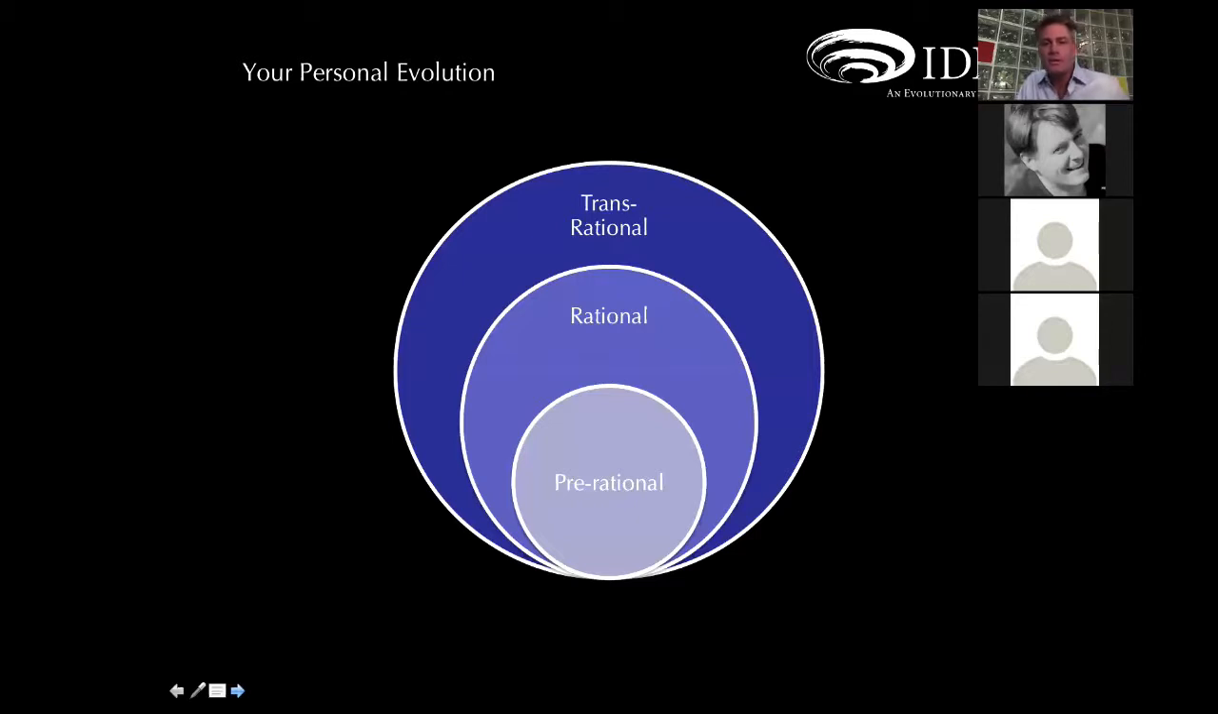Here's the simplest version of those stages, and I'll label them a few ways so that you can get a real taste for it. There's pre-rational, then rational, and transrational.